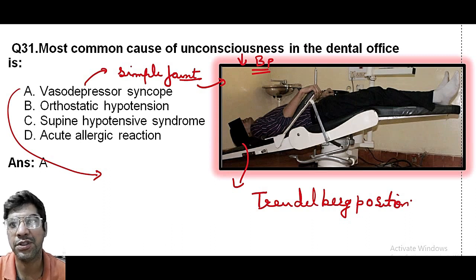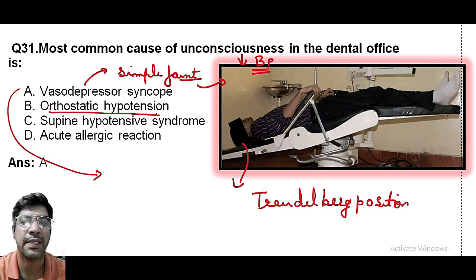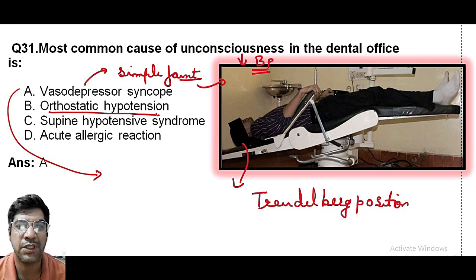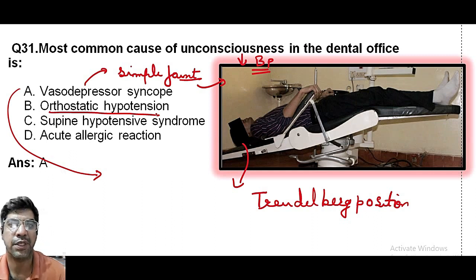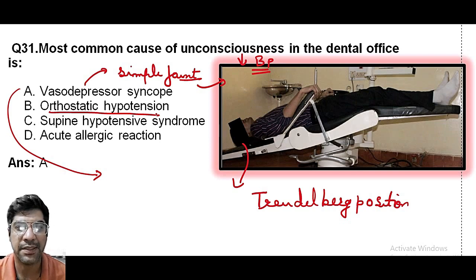So the most common cause of unconsciousness in a dental office is vasodepressor syncope. Let us discuss the other options. Option B is orthostatic hypotension. What do you mean by that? Orthostatic hypotension means a drop in BP that occurs when the person changes from a sitting or lying position to a standing position. This drop in blood pressure can even lead to dizziness, lightheadedness, etc.